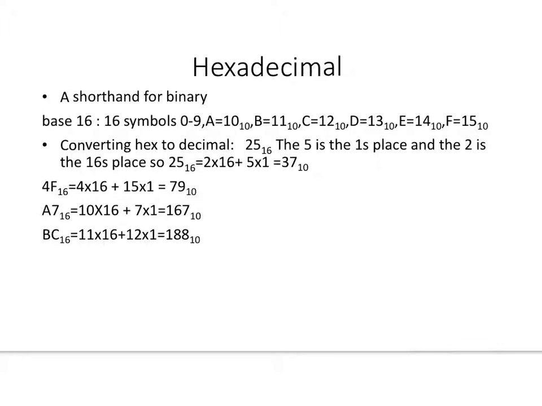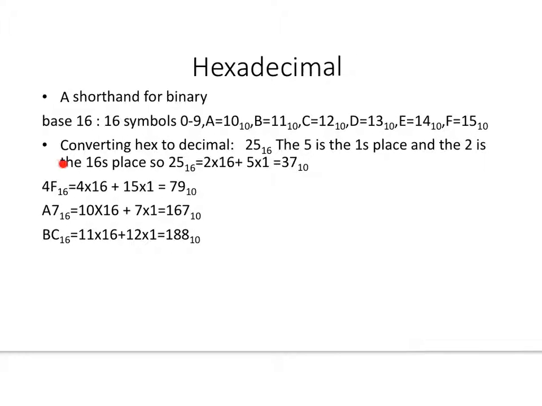Now, when we convert a hexadecimal number to decimal, we just simply use the place values. So if you look at the number 25, which is base 16, the 5 here is the ones place, and the 2 is the 16's place. So the way that we convert it is simply by taking 2 times 16, which is 32, plus 5, which is in ones place. 5 times 1 is 5. So 32 plus 5 is 37.